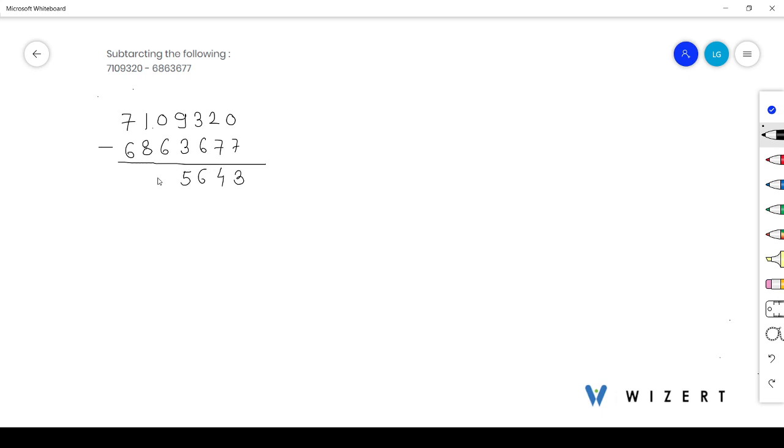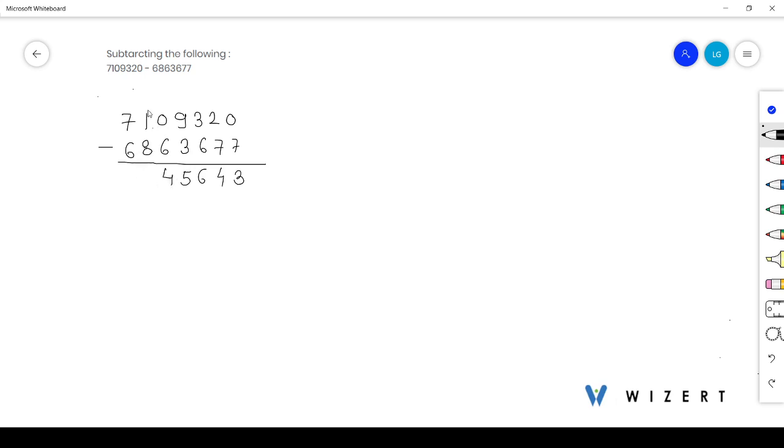0 minus 6 is not possible, so we borrowed from this 1. That 1 will convert it to 0 and that 0 will convert it to 10. So 10 minus 6 is 4.